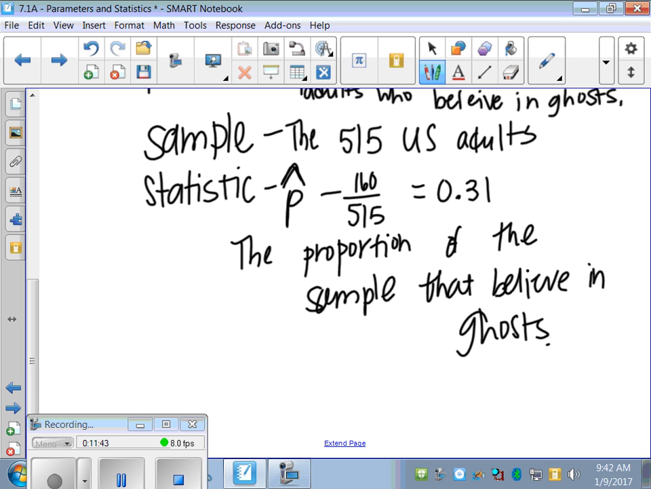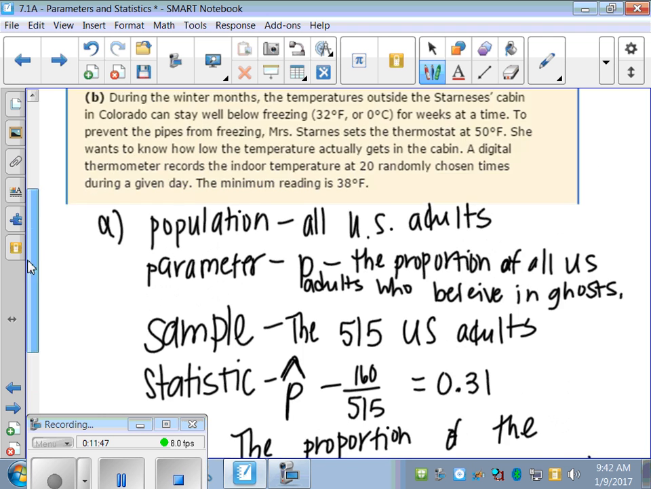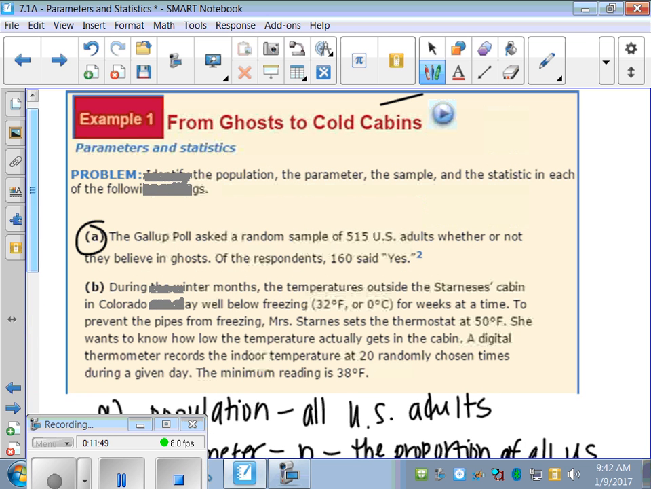All right, so those were all the P's proportions. So let's do part B. During the winter months, the temperature outside the Starnes' cabin in Colorado can stay well below freezing, 32 degrees Fahrenheit or 0 degrees Celsius, for weeks at a time. To prevent the pipes from freezing, Mrs. Starnes sets the thermostat at 50 degrees Fahrenheit.